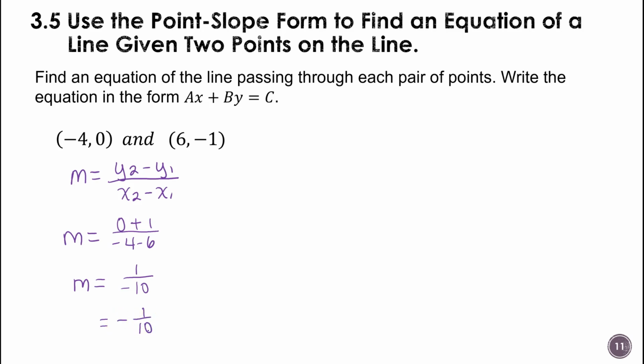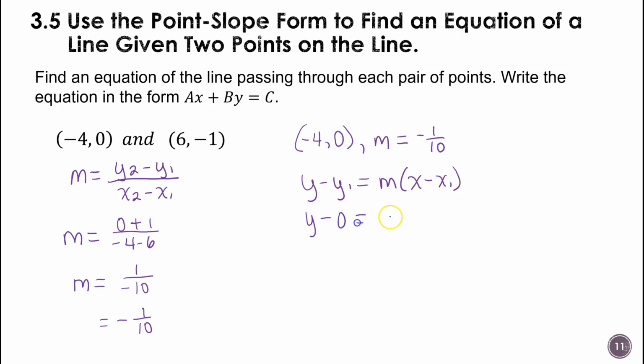Okay, so pick an ordered pair. Well, I'm going to use negative 4, 0 because I think that makes it easier, and a slope of negative 1/10. So I'm going to substitute into my formula for point slope, and then we'll write the equation in standard form. So y minus 0 equals negative 1/10 for m, and then x minus negative 4 is going to be plus 4. So y equals negative 1/10 x minus, so minus 4 over 10 is actually going to be negative 2/5.